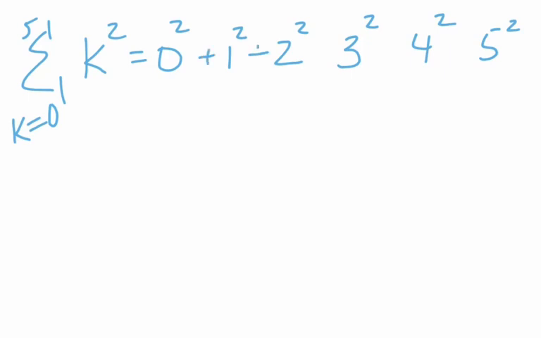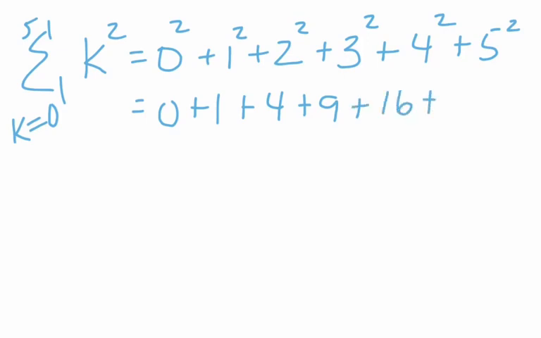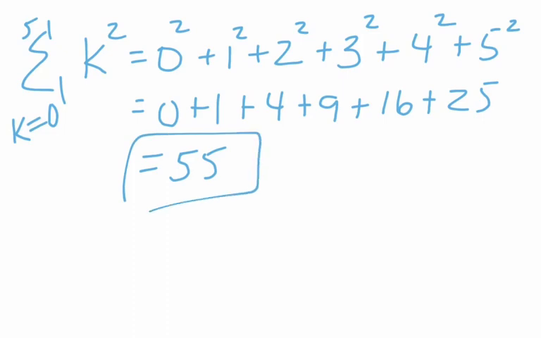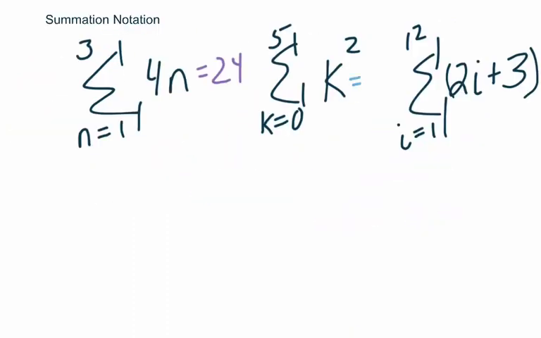Notice that the squared stays the same. It's the k value that is changing. And so 0 squared is 0, plus 1, plus 4, plus 9, plus 16, plus 25. And then we're supposed to add all this up. So what do we have here? We have 1 plus 9 is 10. 4 plus 16 is 20. So 20 plus 10 is 30. And 30 plus 25 is 55. And so the numerical value of this one is 55.